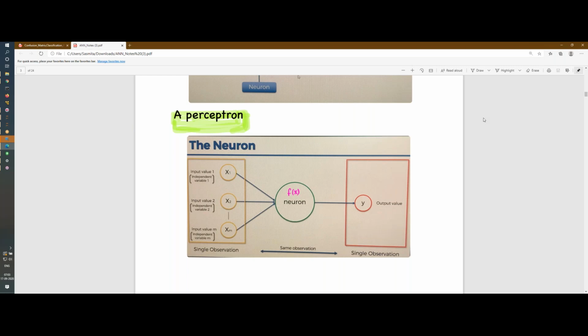Each value will be multiplied with a constant, that is W1 x1 plus W2 x2 plus W3 x3 plus B. That is my final function that I'm applying, and that will go through an activation function. Whatever is the output will be predicted in the output node or the output layer. So this is the input layer, this is the neuron, and then we have an output layer.